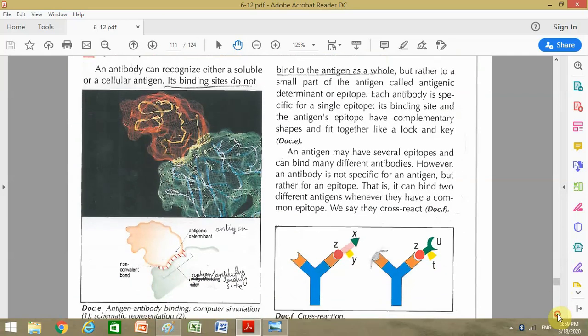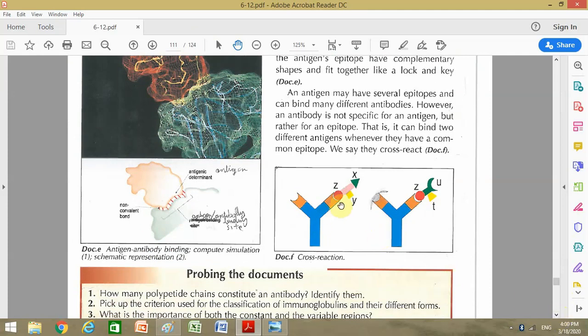There's also something called a cross reaction, which is when the same antibody binds to the same epitope which is found on 2 different antigens. For example, this is antigen 1, which has a circular epitope that we label as Z. This is antigen 2, which has the same epitope, a circle, also labeled as Z. So the same antibody in this case can bind to 2 different antigens. This is called a cross reaction. The cross reaction is important in the principle of vaccination when we prepare a vaccine.